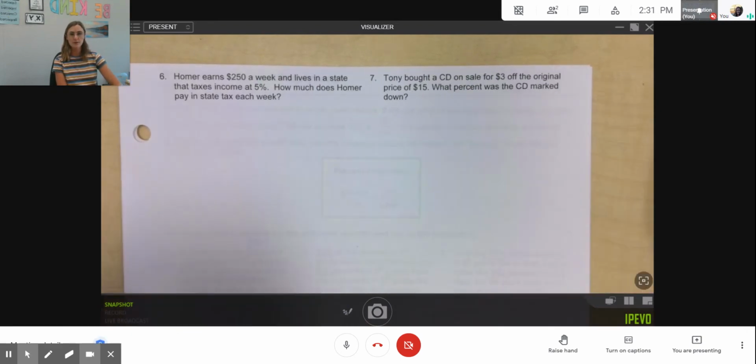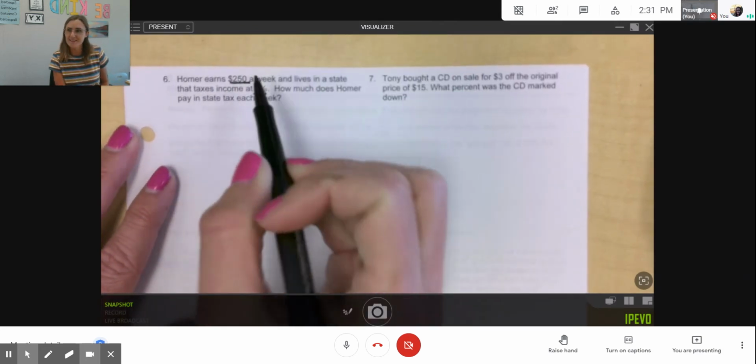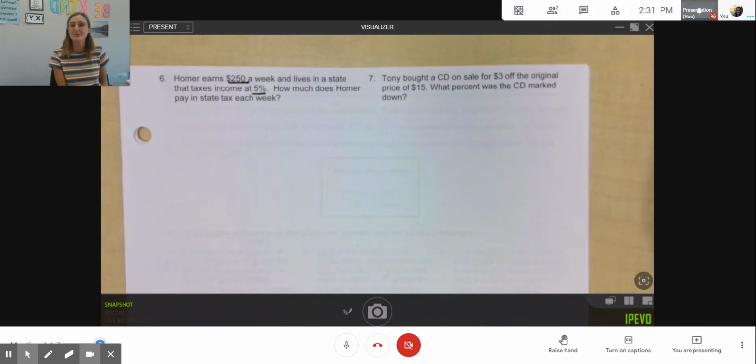Homer earns $250 a week and lives in a state that taxes income at 5%. I should probably live in that state. It's not very much tax. So Homer earns $250 a week. That's going to be the total.